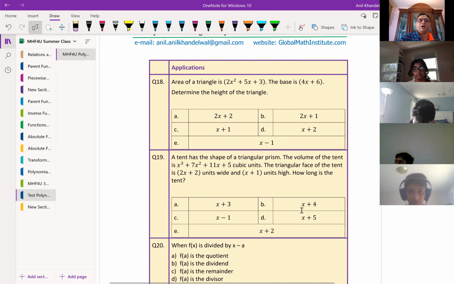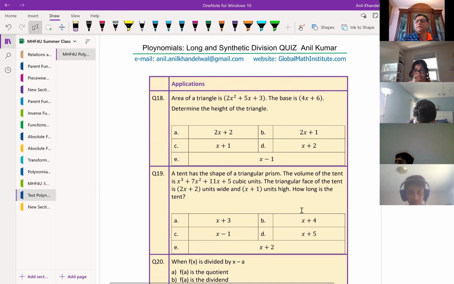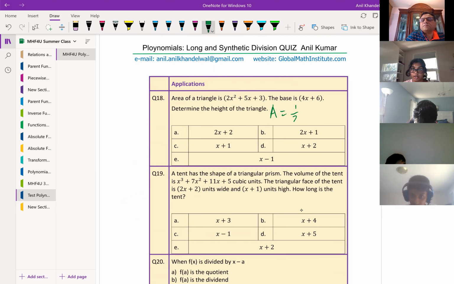Very good job. Now, here is question number 18. Vishruta, read the question. Tell me, how will you answer this question? The area of a triangle is 2x squared plus 5x plus 3, the base is 4x plus 6, determine the height of the triangle. Yes, how will you do it?